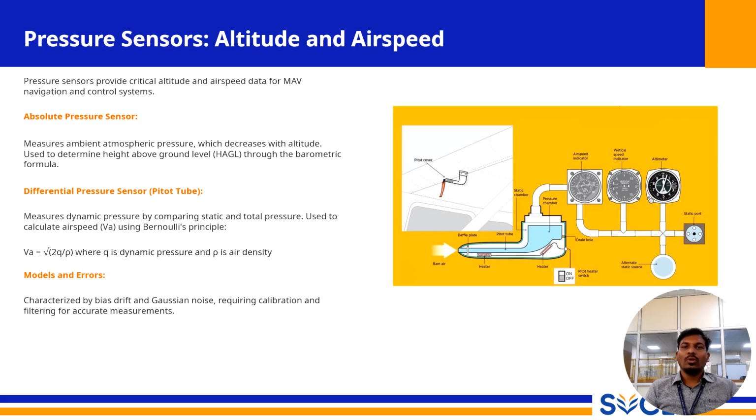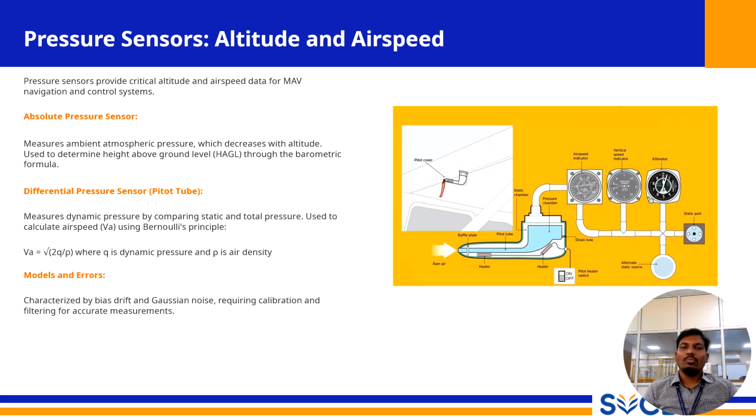Our sensor overview now brings us to the class of sensors that measure properties of the atmosphere itself, pressure sensors. These devices are not for measuring force or rotation, but instead provide critical altitude and airspeed for MAV navigation and control systems. Knowing the MAV's height and its speed relative to the air are fundamental requirements for safe and efficient flight. There are two primary types of pressure sensors used on MAVs to accomplish this.